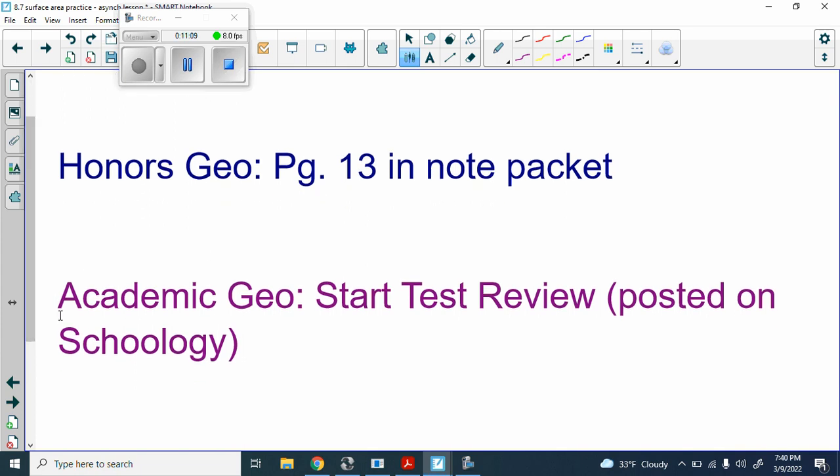Academic Geometry, you're going to start the test review, which we will continue Monday. That is posted on Schoology. Print it if you can. If not, just work on it on a blank sheet of paper. I'll give you a copy tomorrow.